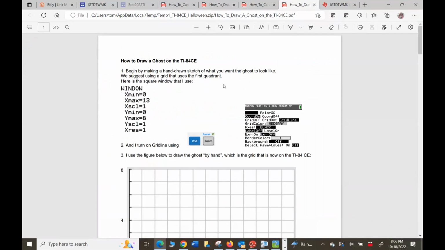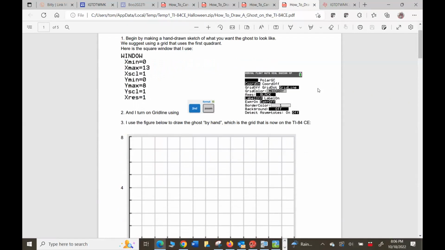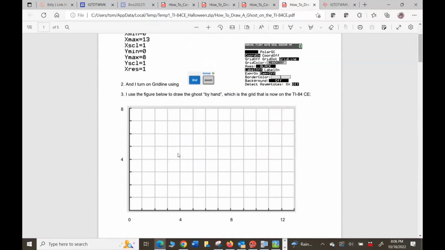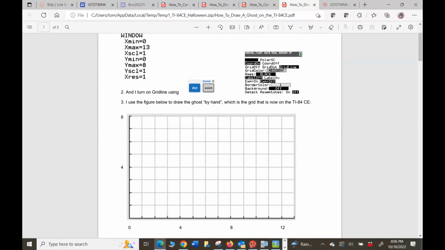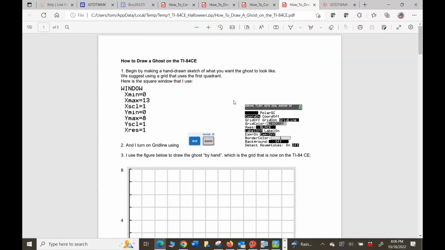So the first thing I would do is make a hand-drawn sketch of whatever figure it is you're trying to make. I suggest using a grid that uses the first quadrant. This grid is not only in the first quadrant, but you can see it's pretty much square, okay? So I have X going from 0 to 13 in steps of 1, and Y going from 0 to 8 in steps of 1. I turned on the grid line so that I could see points. I turn off the grid line when I'm done so that it looks cooler, okay?